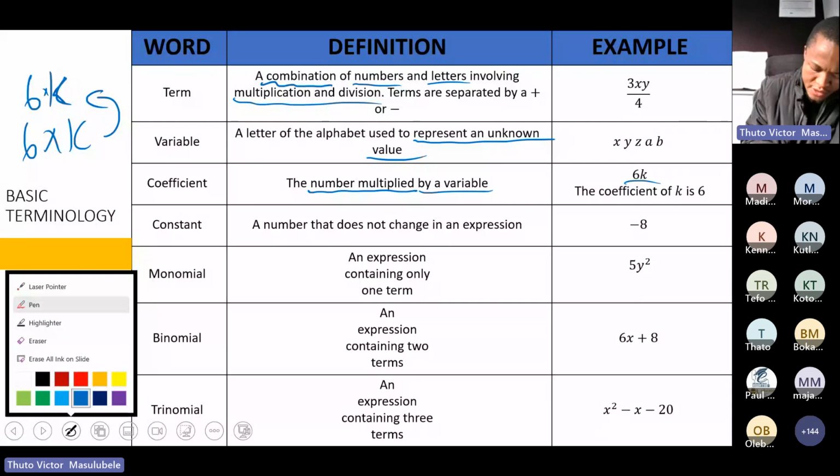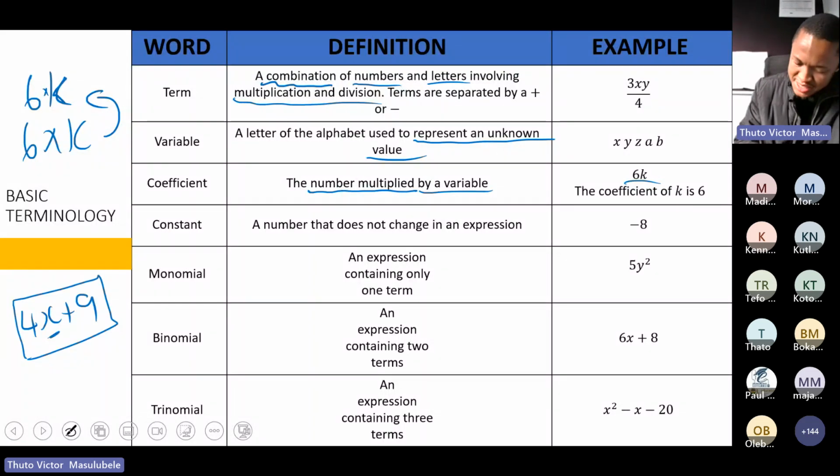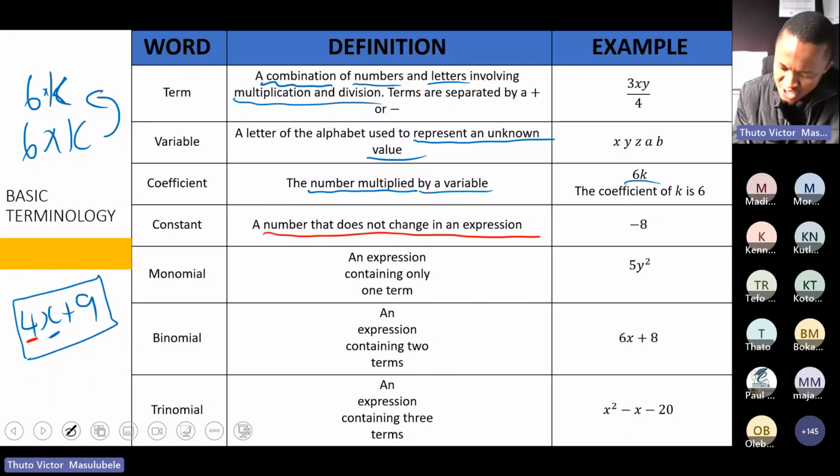What will be the coefficient of x? Coefficient is a number that is multiplied with a variable. So if you look at our expression here, which number is being multiplied with a variable? That will be 4. That's our coefficient. And what's the constant term? You just learned that a constant is a number that does not change in an expression. So in other words, 9 will be our constant term. In actual fact, positive 9 will be our constant term in this case.